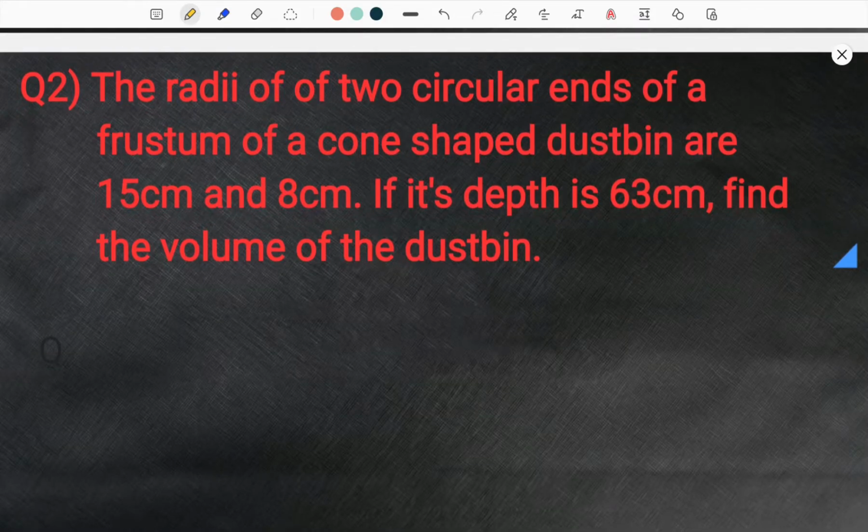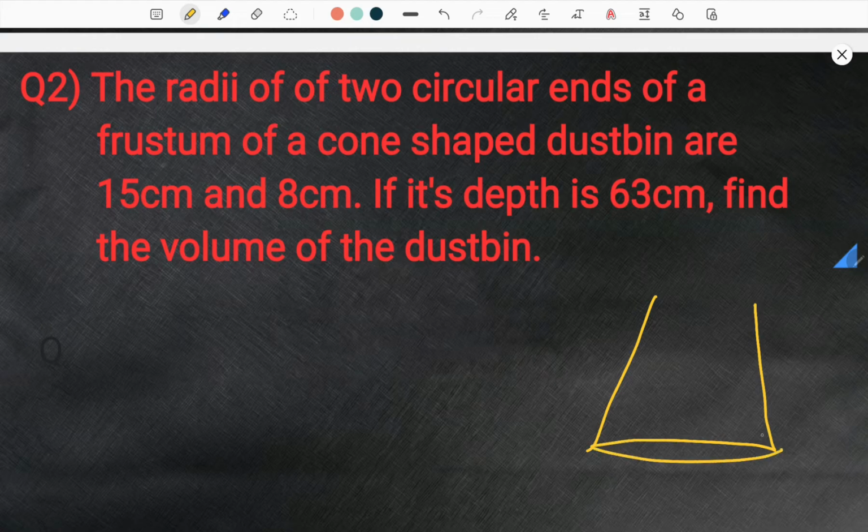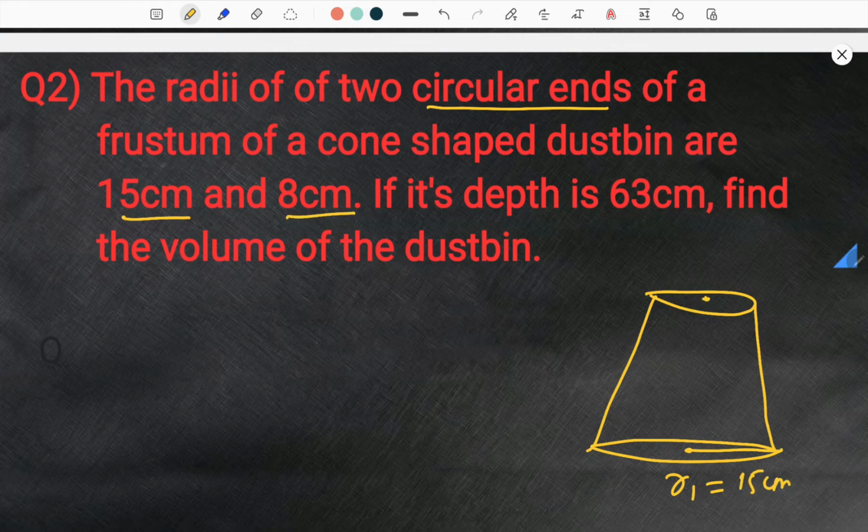Look at this question. The radii of two circular ends of a frustum of a cone shaped dustbin are 15 centimeter and 8 centimeter. So there is a frustum of cone that is given. A frustum of cone is like this. It is having the base radius and top radius. These are circular ends, no? So here is one circular end, here is R1. Let us take this R1 to be 15 centimeter. It is the bigger one, that's why 15. And the next one is 8, so let this R2 be 8 centimeter.